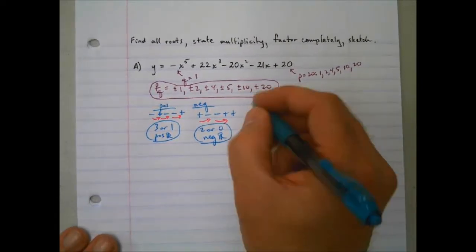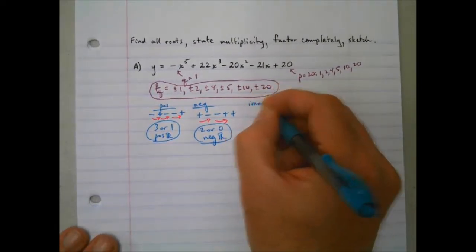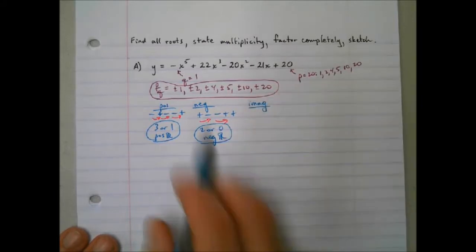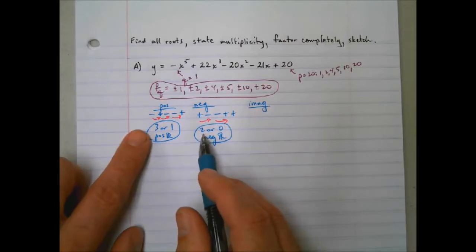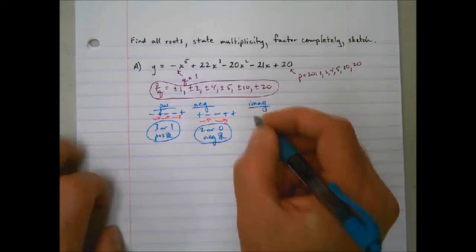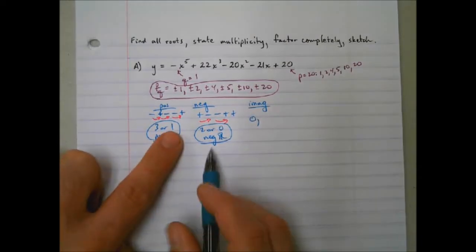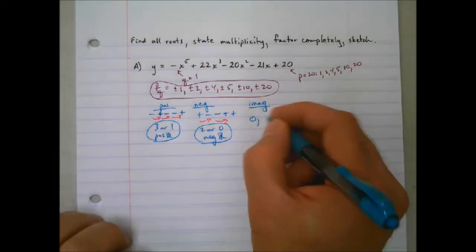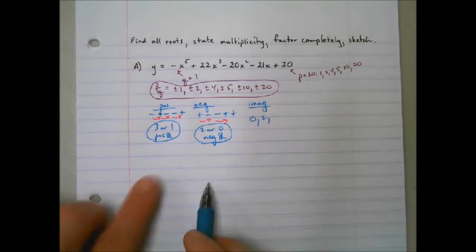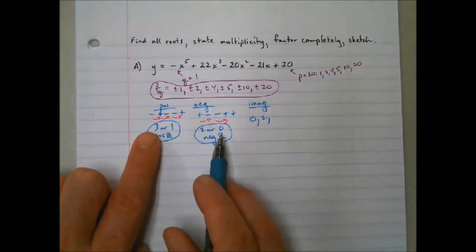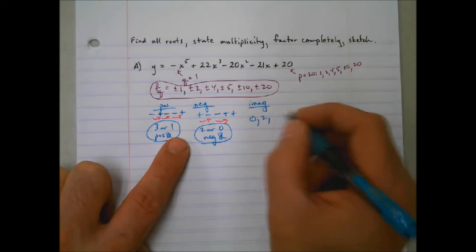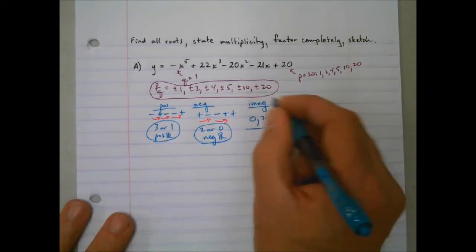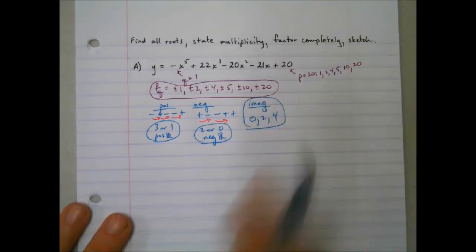Checking the imaginaries. Since we know there's a total of 5 roots, if we have 3 positives and 2 negatives, there are 0 imaginaries. If we have 1 positive and 2 negatives, we have 2 imaginaries. If we have 3 positives and 0 negatives, we have 2 imaginaries. I don't need to write 2 again. If you have 1 positive and 0 negatives, you would have 4 imaginaries. So the possible imaginaries is 0, 2, or 4.